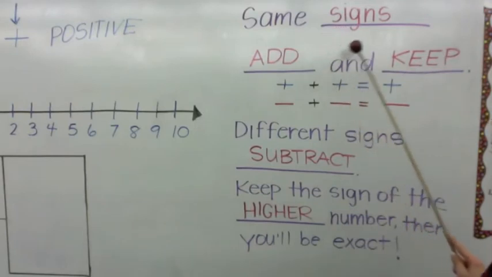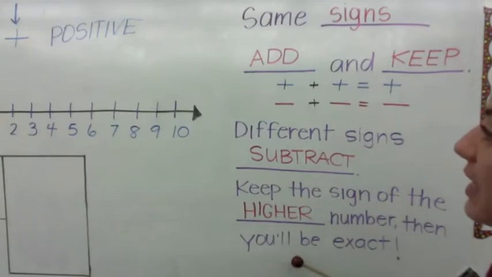Same signs add and keep, different signs subtract. Keep the sign of the higher number, then you'll be exact.